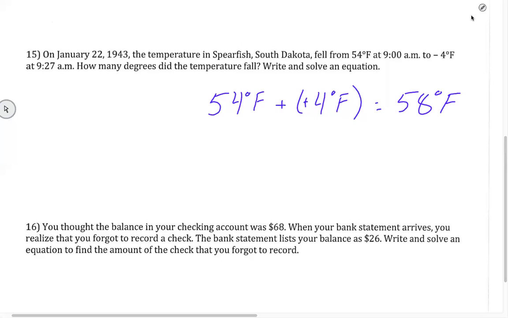Listen, Nate just wants to do the work. And he's like, bro, I ain't writing the equation. Nate just wants to know how many degrees it dropped. And since it's dropping, it dropped 58 degrees.